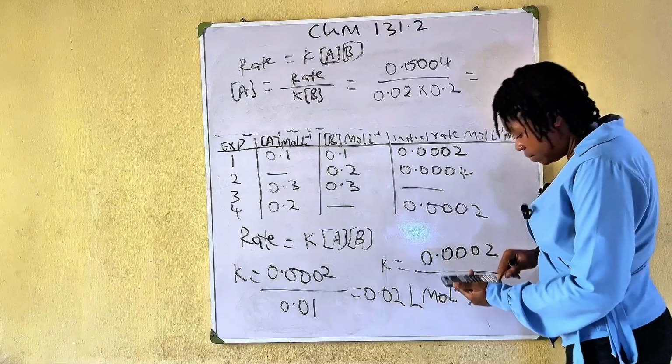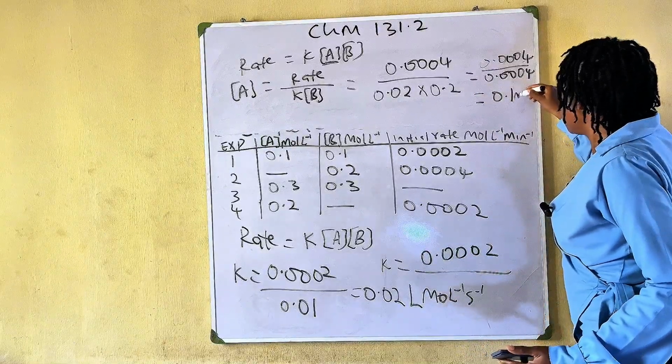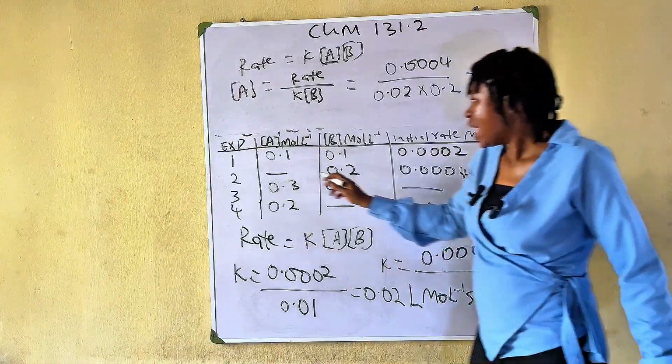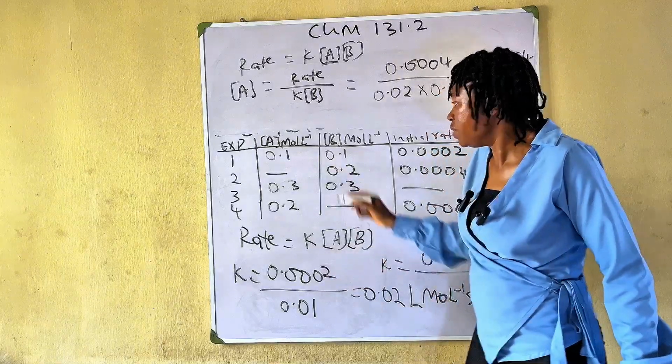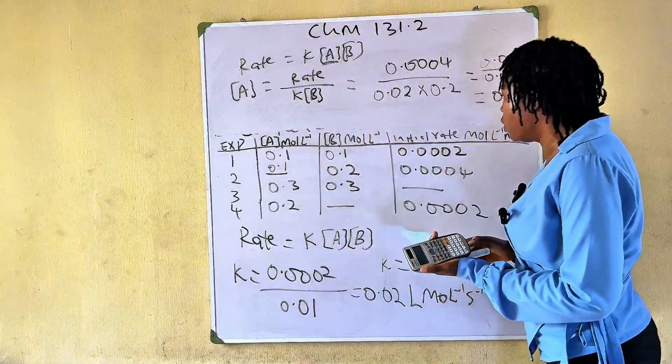So what we have is 0.1 mole per liter. So here I got 0.1. You see it? So here is 0.1. So do the same for all of them.